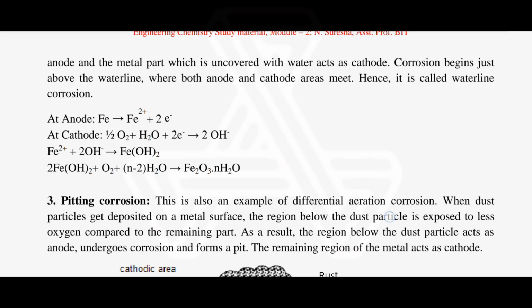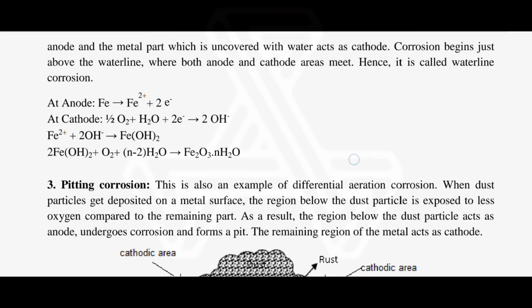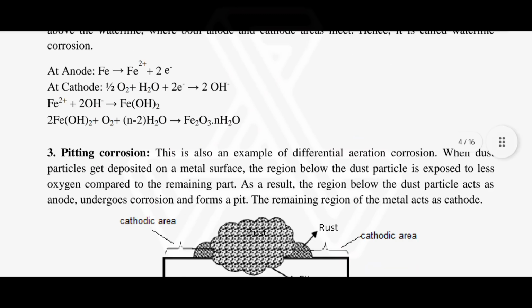At anode, Fe gives Fe2+ + 2e−. At cathode, ½O2 + H2O + 2e− gives 2OH−. Fe2+ + 2OH− gives Fe(OH)2. At the reduction point, then again it gets oxidized. Fe(OH)2 + ½O2 + (n−1)H2O gives Fe2O3·nH2O.